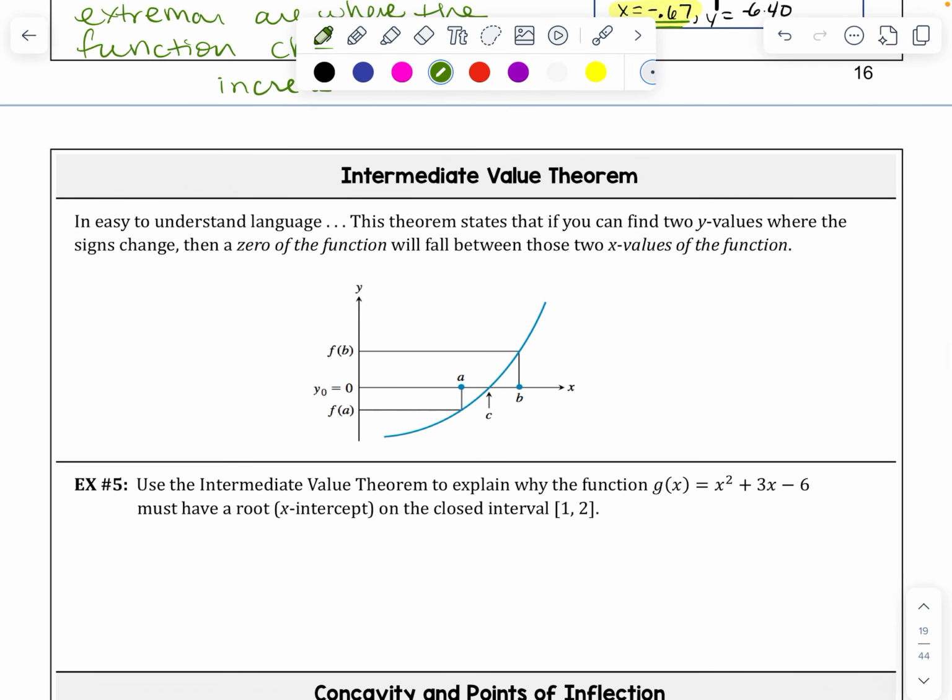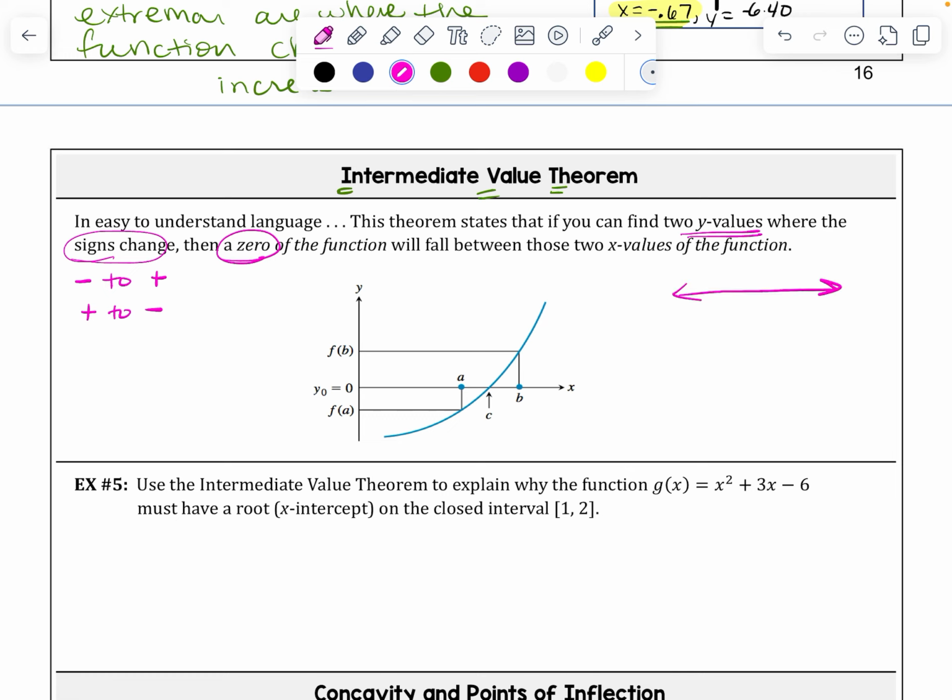Okay, this is the last thing we're going to go over. This is called the IVT, the intermediate value theorem. And it sounds crazy, but it's actually pretty simple. The theorem states that if we can find two y values where the signs change, basically going from negative to positive or from positive to negative, then a 0 has to be in between those.